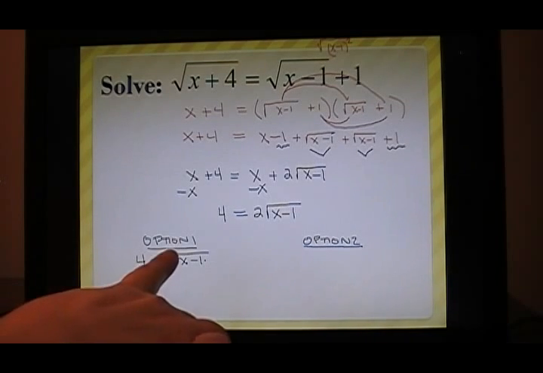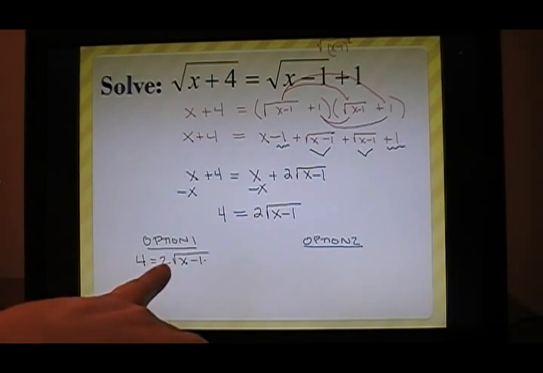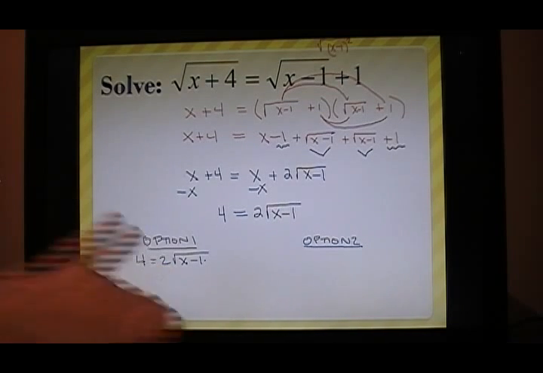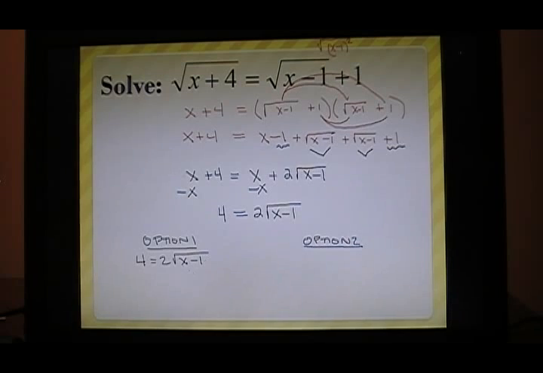To truly isolate this square root, we would need to get rid of that times 2. And to get rid of that times 2, I would divide both sides by 2. So I have 4 divided by 2 is 2. Those cancel, so I have the square root of x minus 1. And now that I've isolated that square root, I can square both sides to solve. So square both sides.